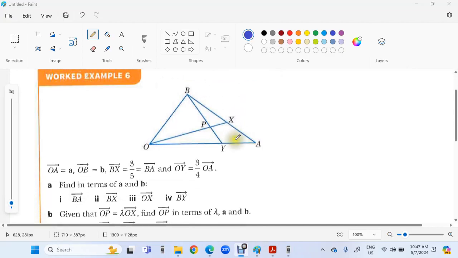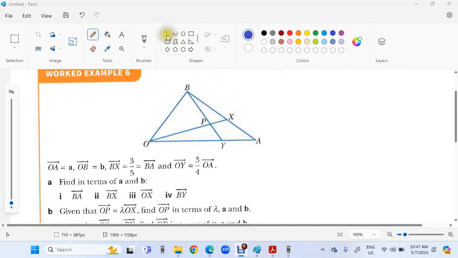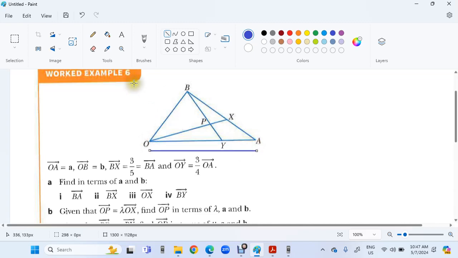Vector geometry. We look at worked example number 6. We know that OA, from O to A, is vector A, and then OB, from O to B, is vector B. Over here, it tells us that BX equals 3 over 5 BA. Something is wrong here, it should be BX equals 3 over 5 BA. So 3 over 5 BA.